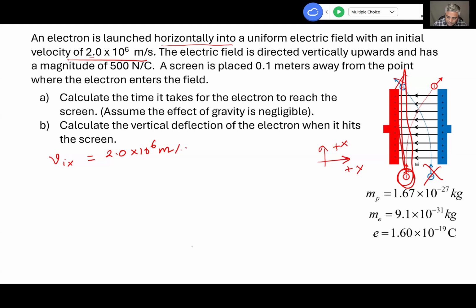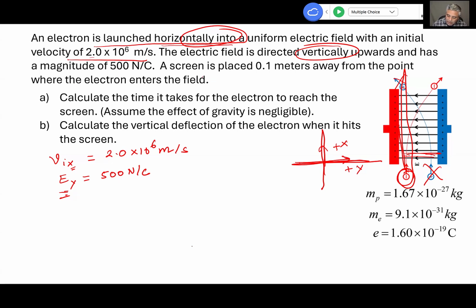Velocity in the x direction, okay? Directed vertically upward means along the y direction and has a magnitude of that. So the electric field is in the y direction and 500 Newton per Coulomb. So how did I know this is in the y direction? Because it was launched horizontally and it says the field is vertical. So horizontal and vertical have 90 degrees between them. If this is the x direction, this is going to be the y direction. So that's that.